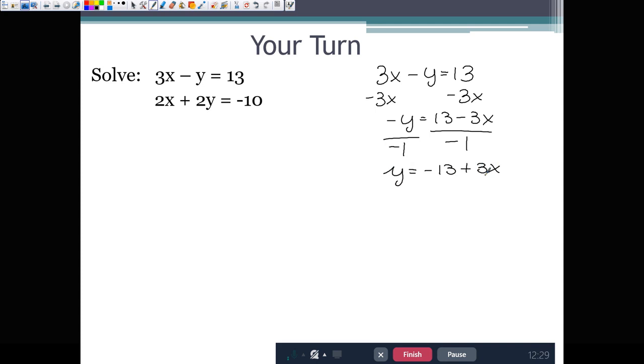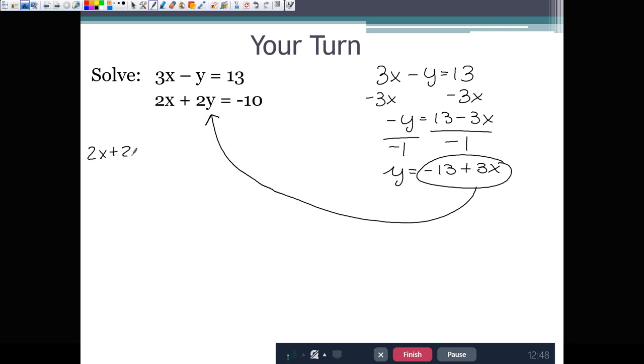So I'm going to substitute just this expression in for what? Y, because it's solved for y. It's telling me that y equals this. So that's why I'm substituting it in for y, because it's solved for y. So that means I'm going to have 2x plus 2, parentheses, I'm going to be substituting in for y, negative 13 plus 3x, equals negative 10.